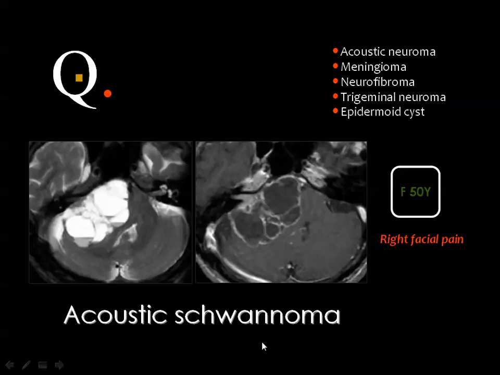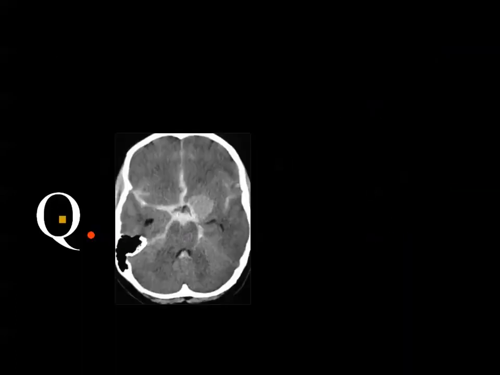Schwannoma has a tendency for cystic changes, and epidermoid cysts do not enhance and do not extend inside the internal auditory canal. Axial non-contrast CT scan of the brain.